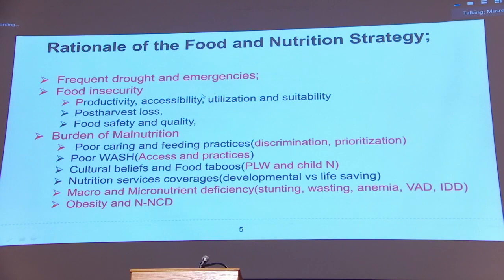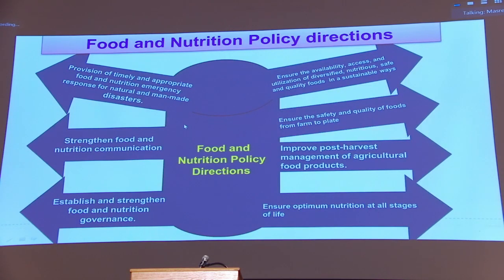So when you look at the policy direction in Ethiopia, there are 7 policy directions. As you can see, these directions have several implementation strategies. I will not go through all, but ensuring optimal nutrition at all stages of life is one of the important strategic directions which has been set. Of course, there are many other directions.